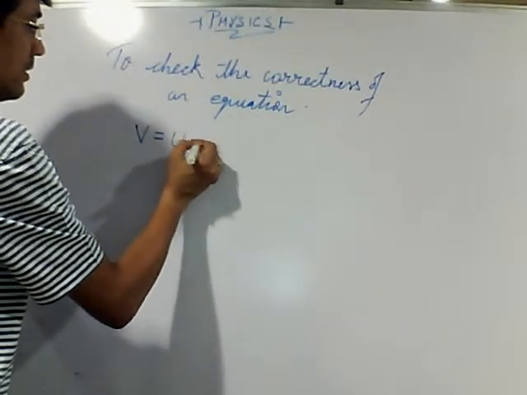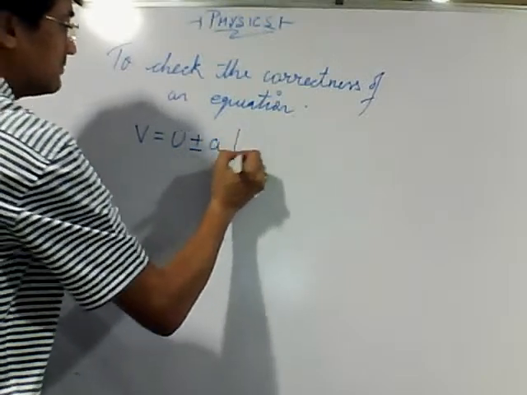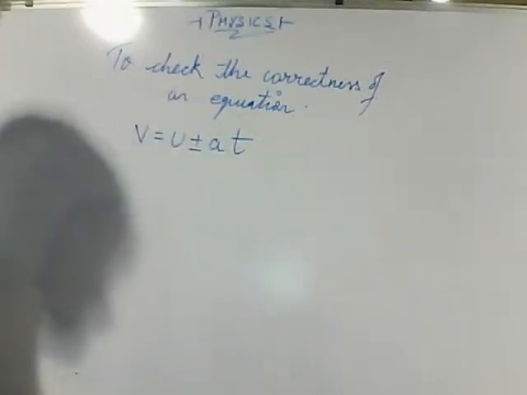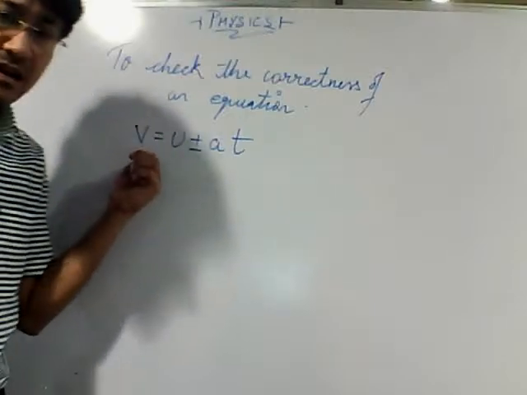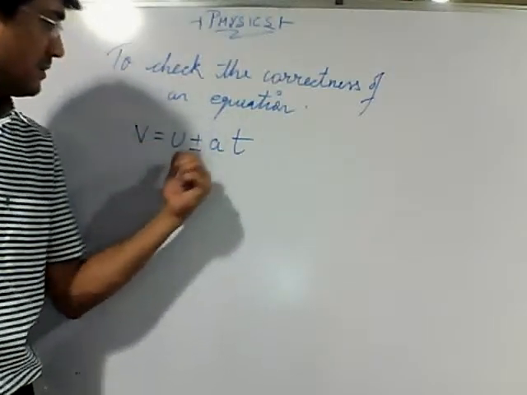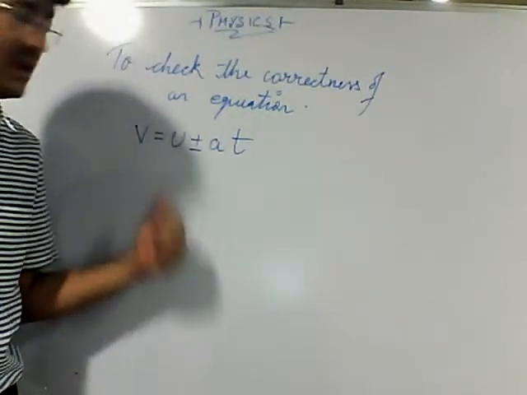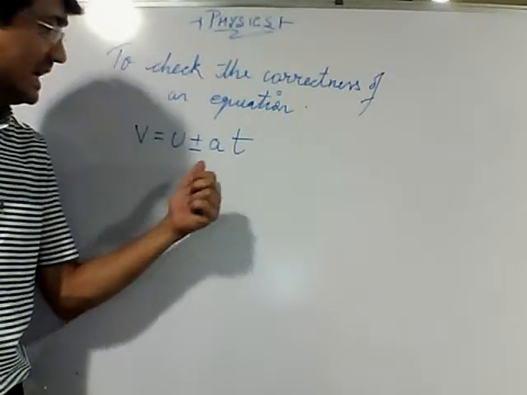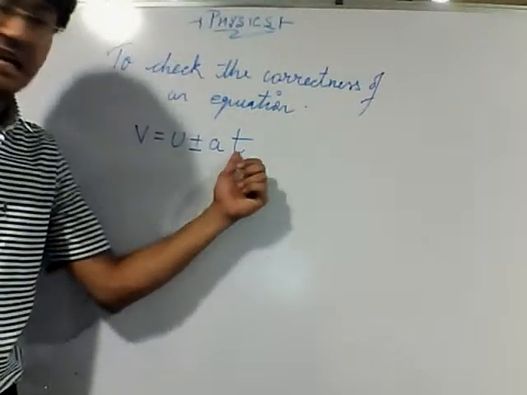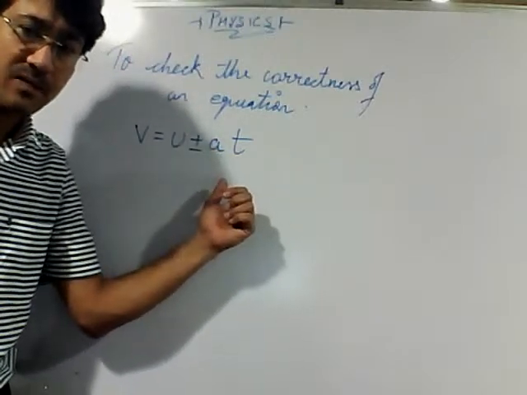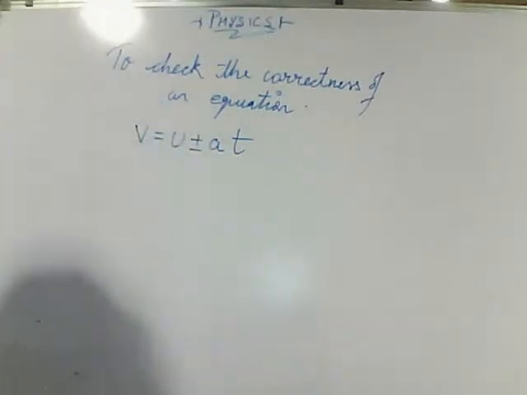So let's check the correctness of Newton's first equation of motion, which is V equals U plus A T. Let us check the correctness of the equation V equals U plus A T, where V is the final velocity, U the initial velocity, A the acceleration, and T the time. Fine, let's go ahead.